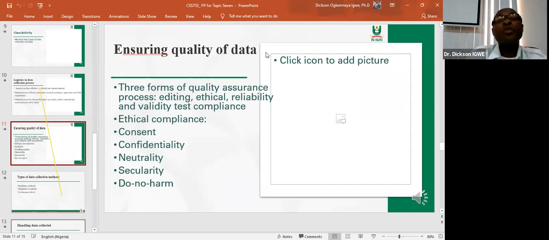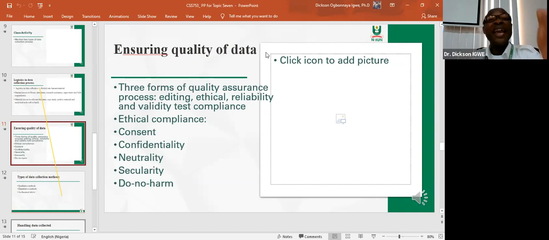And so 3 forms of quality assurance processes are here to be discussed. 1, editing process. By the time you are editing the data collected, you are removing the spurious content, removing the extraneous variables, removing the intervening variables, leaving your variables independent and dependent as they should be.